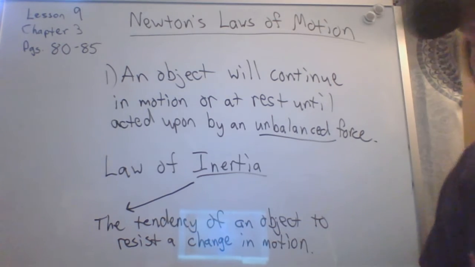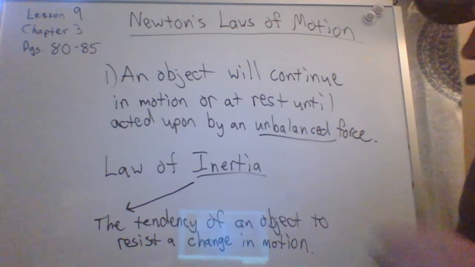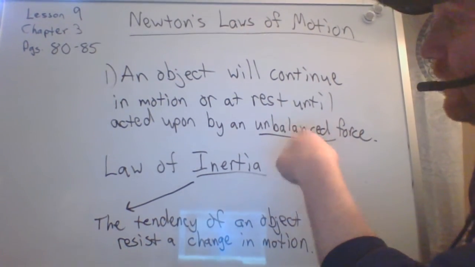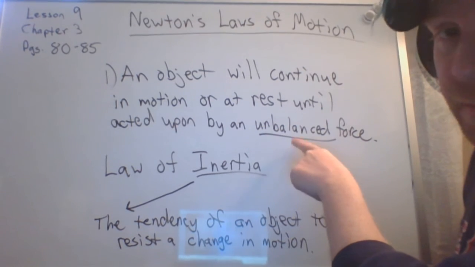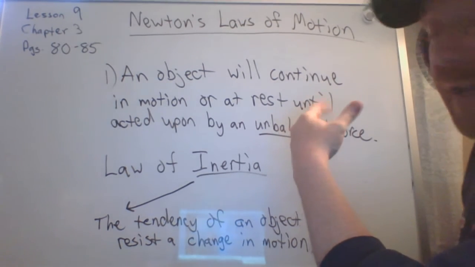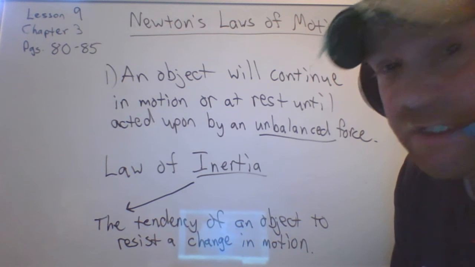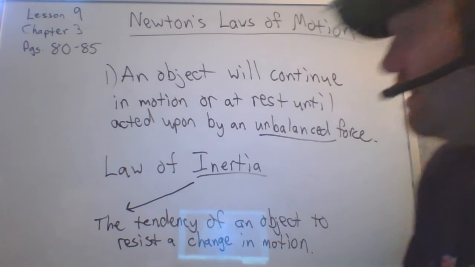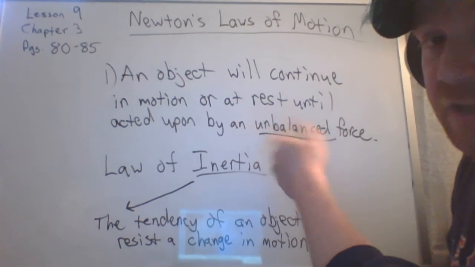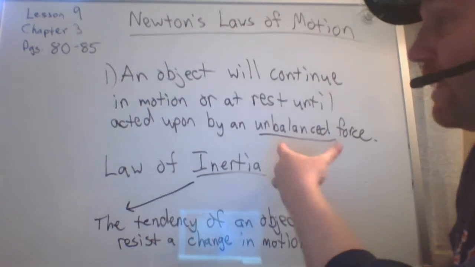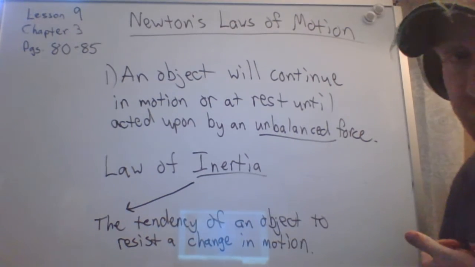Okay, real quickly, I have written out Newton's first law of motion, which states an object will continue in motion or at rest until acted upon by an unbalanced force. So if an object is in motion, it's going to keep going in that same direction, the same speed, the same velocity, until an unbalanced force is acted upon it, and then it will change its velocity. It'll change its direction. We also call Newton's first law of motion the law of inertia.